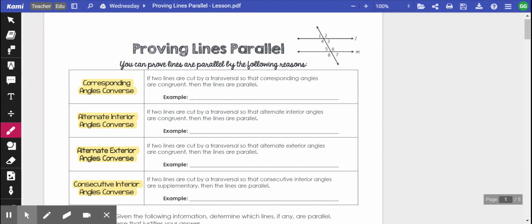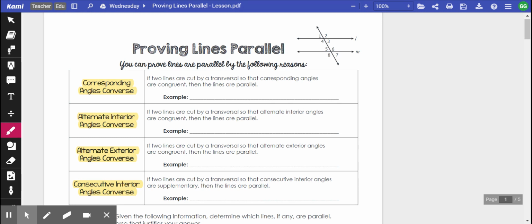On Monday's lesson, what happened was I told you, hey, here are parallel lines. That means that the corresponding angles are congruent, the alternate interior angles are congruent, the alternate exterior angles are congruent, and then consecutive interior angles add up to be 180 or are supplementary.